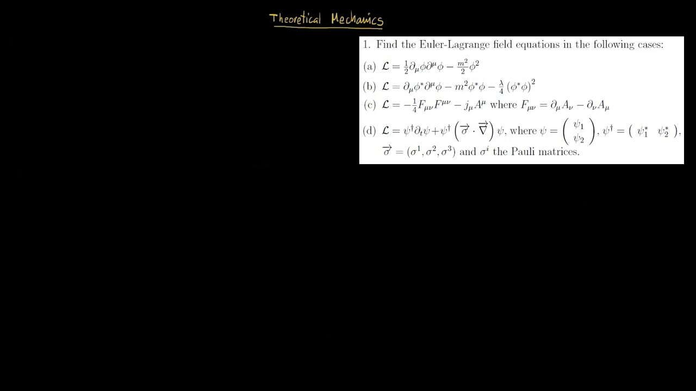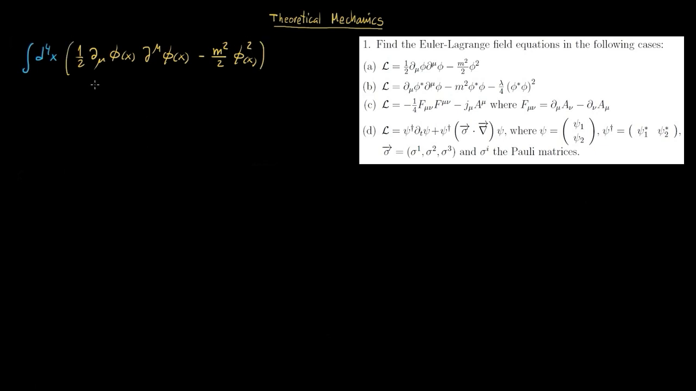Now we're ready to start exercise 1. Section A tells us that we have this Lagrangian and asks us to find the Euler-Lagrange field equations in the following cases. Okay, so the action will be the integral d^4x of this Lagrangian: 1/2 ∂_μ φ(x) ∂^μ φ(x) minus m²/2 φ(x)².